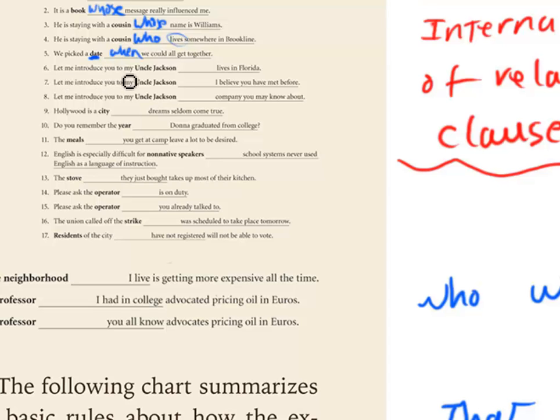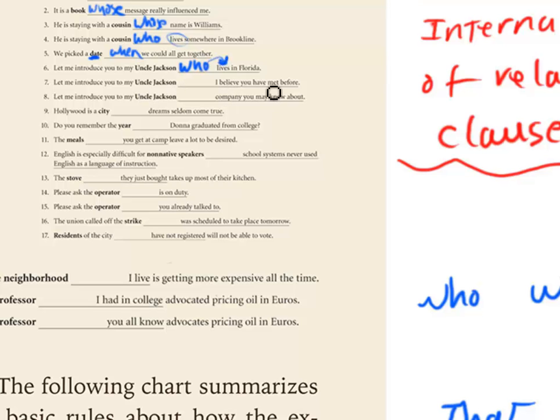Let me introduce you to my Uncle Jackson, so I have to use who, whom, or whose. Who. Why do I use who? Because that is who's doing the living. Who lives in Florida.